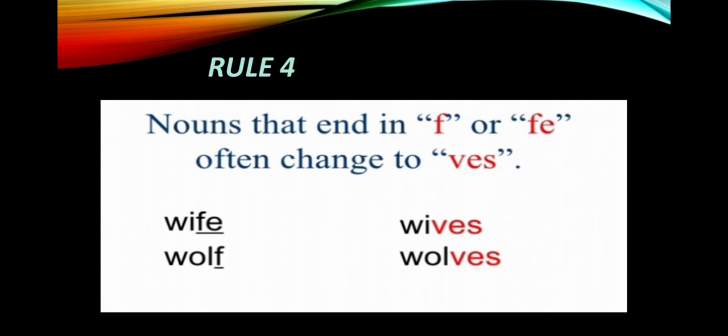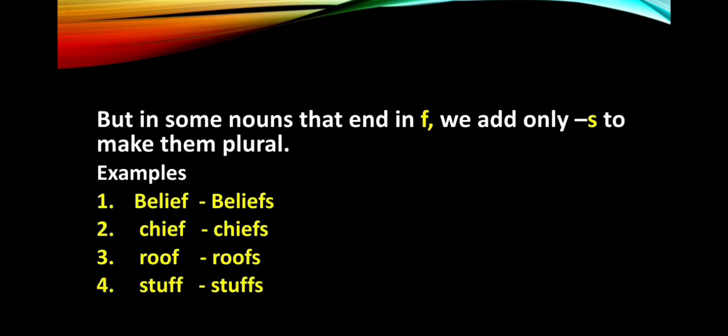Here is also one exception to this rule. Now let's see what that exception is. Some nouns that end in f, we add only s to make them plural. Examples: belief, beliefs; chief, chiefs; roof, roofs; stuff, stuffs. It means that we are not going to follow this rule in these cases.